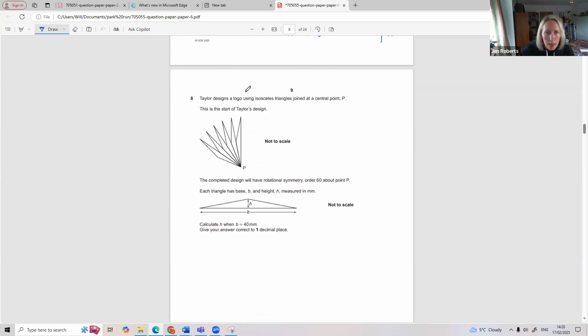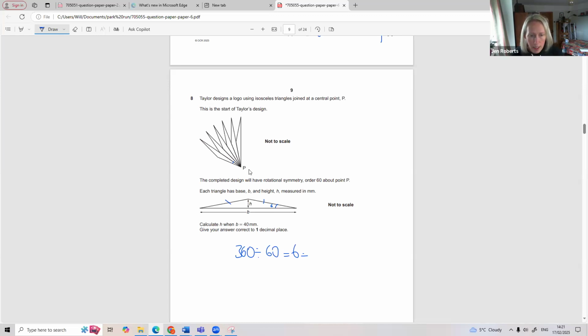Taylor designs a logo using isosceles triangles joined at the point P. This is Taylor's design. The completed design will have a rotational symmetry of order 60 around point P. So like it fits inside itself 60 times. So I'm just thinking already, if it's got a rotational symmetry of order 60, around a point's 360 degrees, 360 divided by 60 is 6. So this angle here would be 6, which is the same as this angle here.